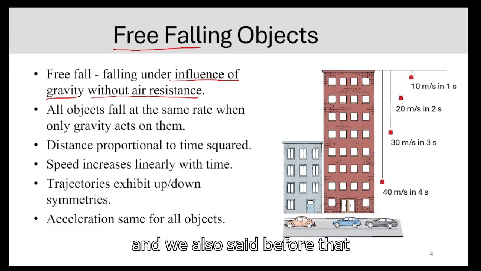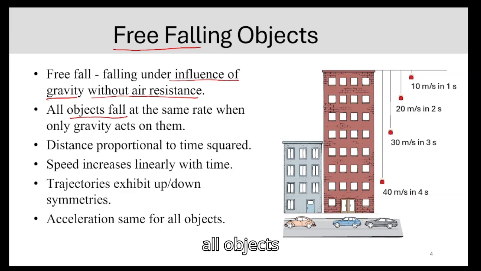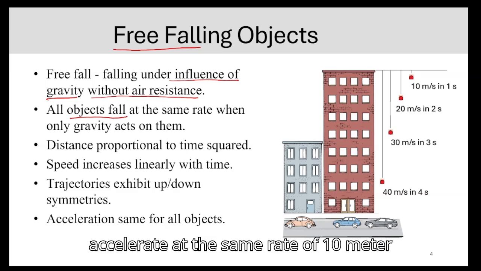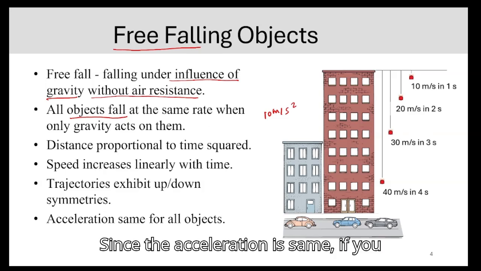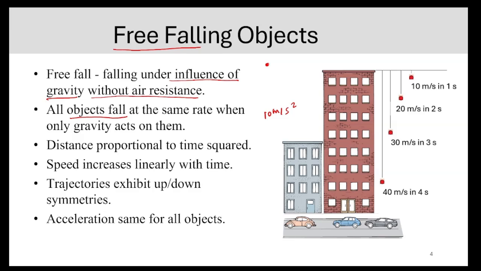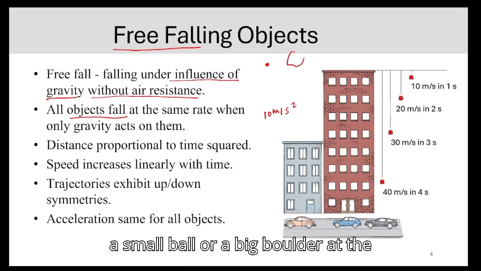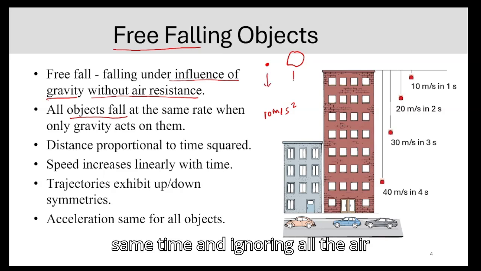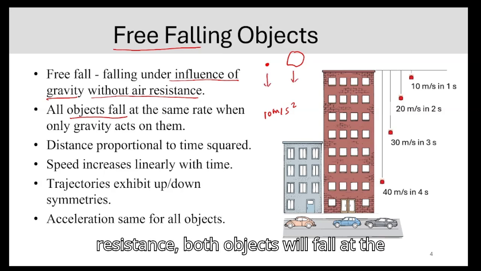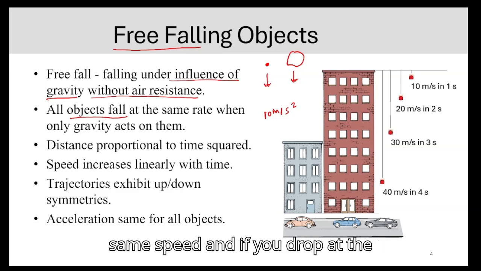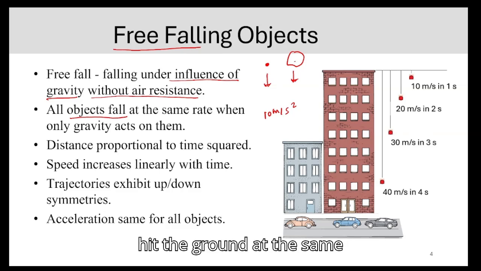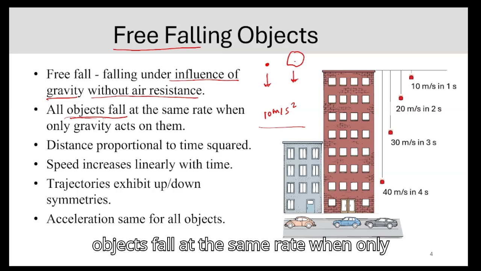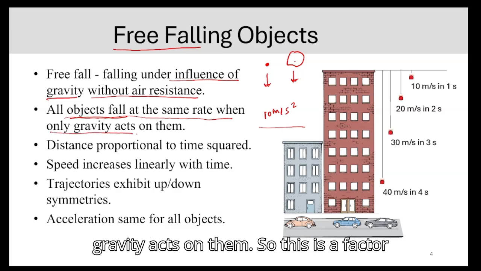We also said before that all objects accelerate at the same rate of 10 meters per second squared. And since the acceleration is the same, if you drop a small ball or a big boulder at the same time, ignoring all the air resistance, both objects will fall at the same speed, and if you drop them at the same point at the same time, they will hit the ground at the same time. So basically all objects fall at the same rate when only gravity acts on them.